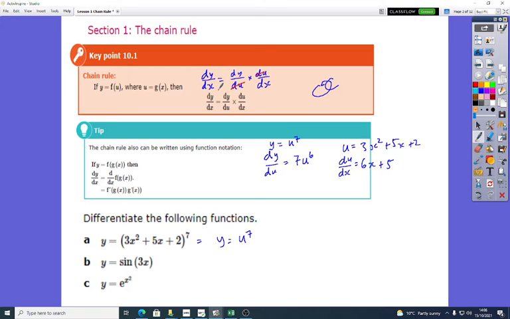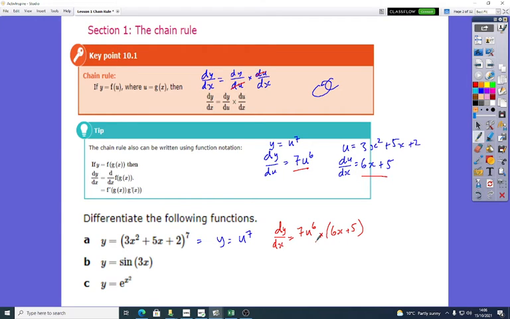And the beauty of what happens here is the du's cancel, and you end up with dy dx, what you wanted. So what you've done here is, if I got this and multiply it by that, my dy dx becomes 7u to the 6 multiplied by 6x plus 5, and don't forget to put brackets around all that.